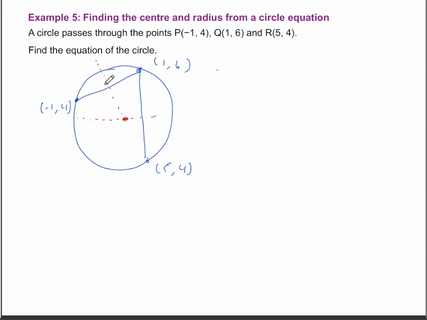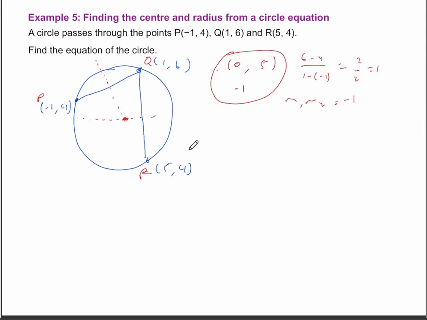We have already done this in the previous coordinate geometry topic, where you take the midpoint, which is going to be (0, 5) in this case, between P and Q. This is P, this is Q, this is R. 0 and 5, and the gradient between P and Q is going to be 6 minus 4 over 1 minus -1, which is just 2 over 2, which is 1. That means the gradient of the perpendicular line is going to be -1, because m1 m2 equals -1, since these 2 are perpendicular.